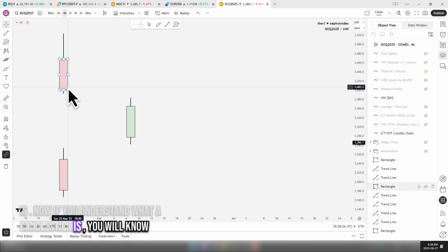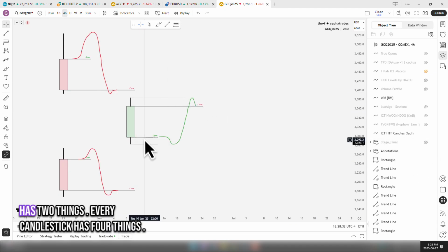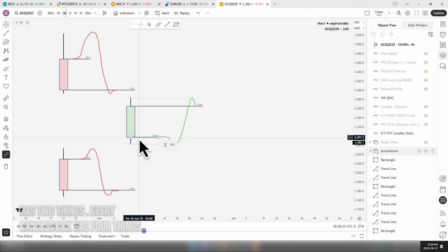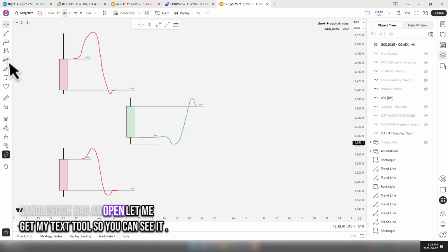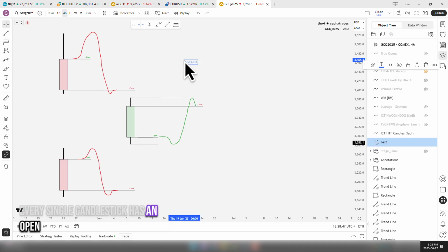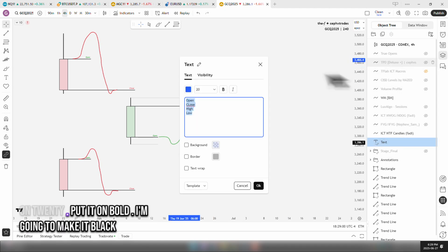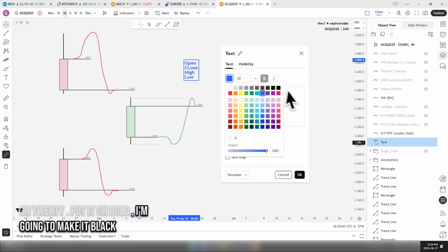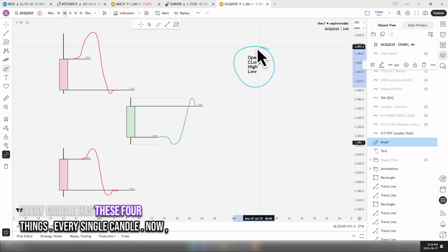Now, if you understand what a candlestick is, you will know that every single candlestick has four things. Every single candlestick has an open. Let me get my text tool so you can see it. Every single candlestick has an open, a close, a high, and a low. Now I'm going to make this a bit bigger. I'll put it on 20, put it on bold, and make it black. Every candle has these four things.